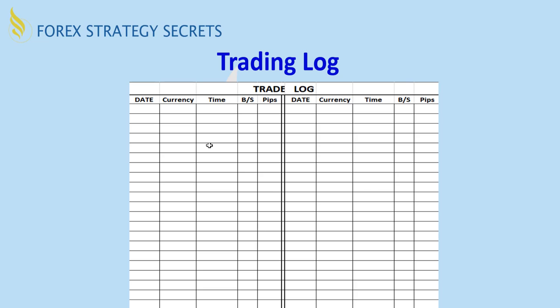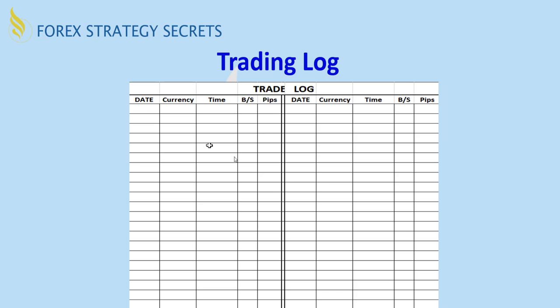We provide a trading log. You can use your own trading log if you would like. I put the date and the currency pair. I don't use the time as much. Sometimes I'll just put each hour, if I'm going into a new hour, a couple of different hours going through here, a buy or a sell, and the number of pips, positive or negative.